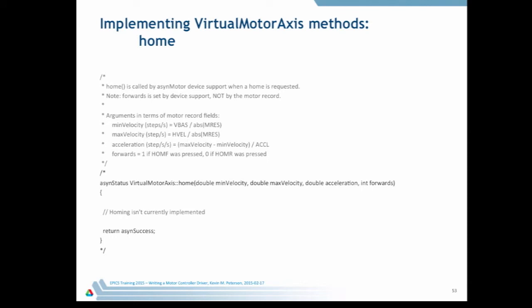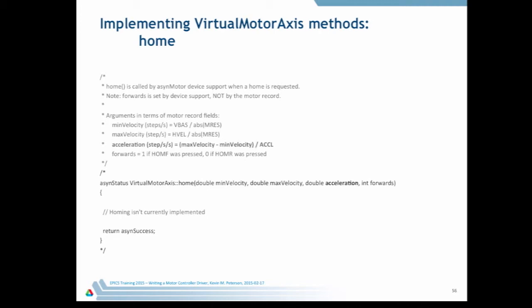The virtual motor controller does not implement the home method because it wasn't obvious what that would mean or how that would work. But I wanted to show you what the arguments were in terms of the motor record fields anyway. Base velocity or min velocity is what it usually is, V base over absolute value of mres. The home velocity is that velocity on one of the other setup screens that you can't easily access, but it is important because it will not use the normal move velocity when this method is called.